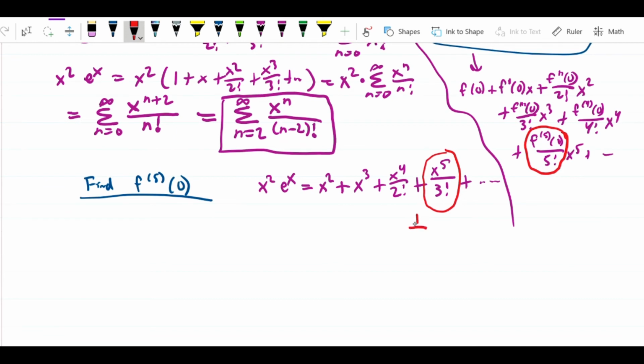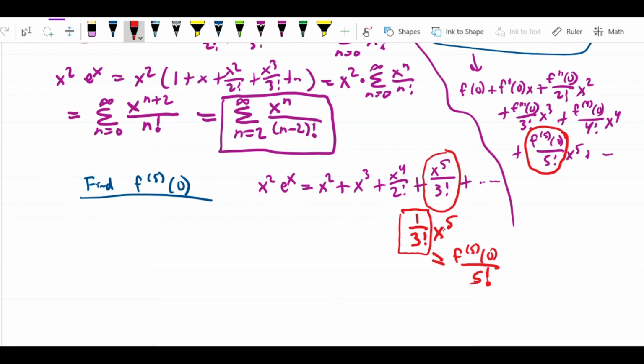This is 1 over 3 factorial x to the 5th. Since this is a Maclaurin series, that means that this term has to be equal to that. If it weren't equal to this, it wouldn't meet the formula for a Maclaurin series and therefore wouldn't be a Maclaurin series. Now, I know a lot of you are looking at this and saying, wait a minute, how can I have a 5 factorial in it? It has a 3 factorial in it. Well, the f^(5) of 0 is going to account for that, and we'll be able to solve for it. It doesn't matter what this looks like.